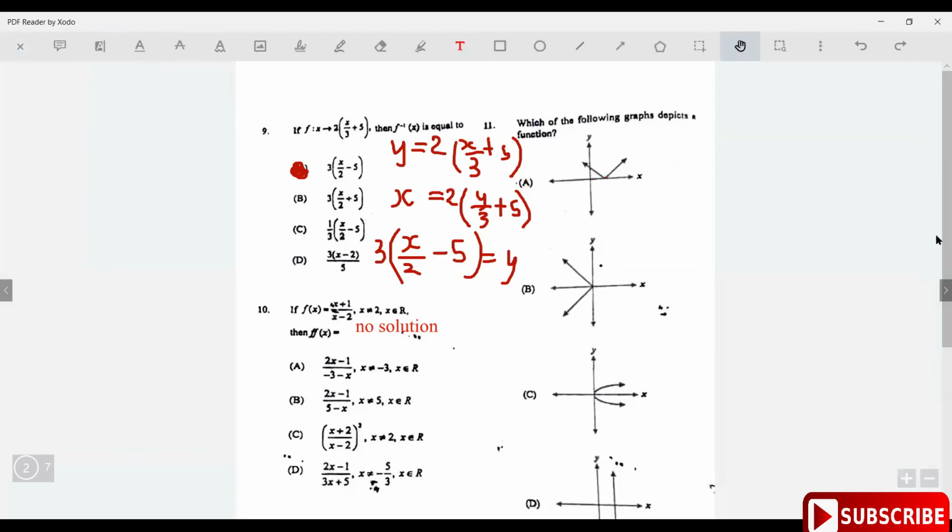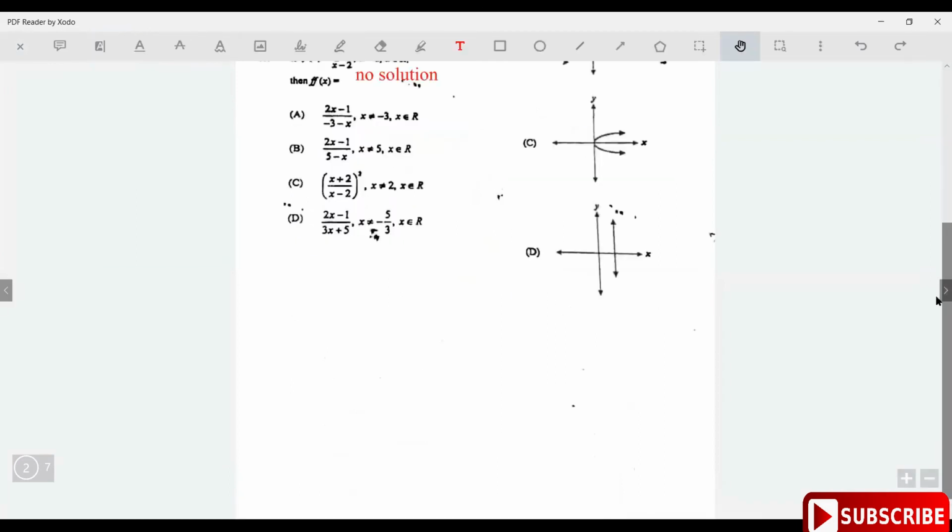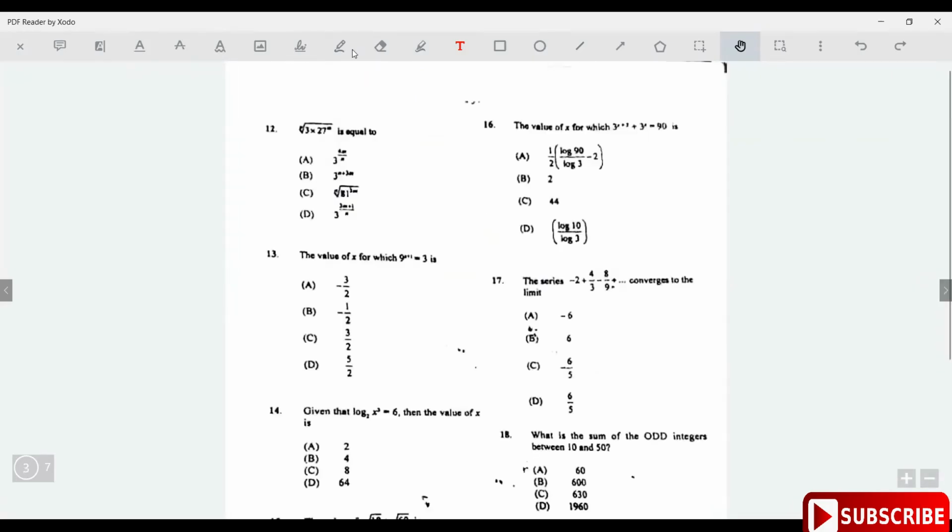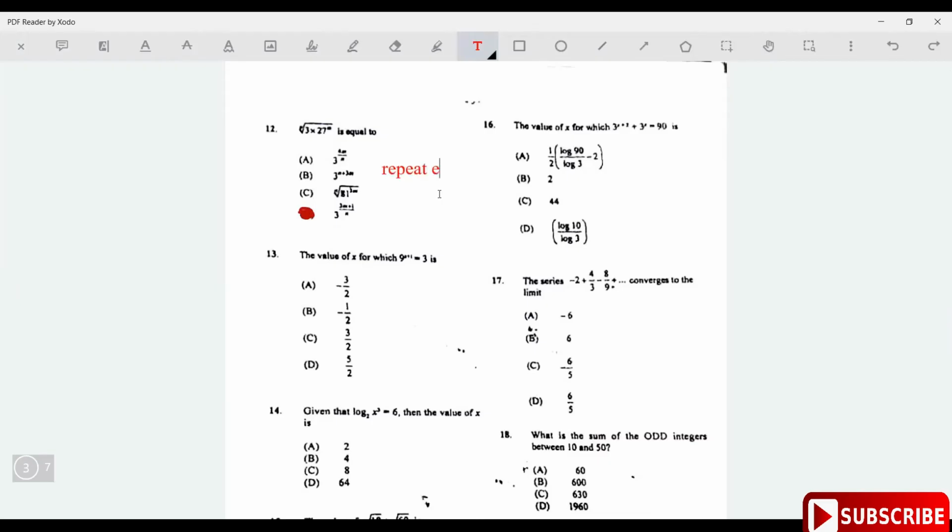Moving along. All right, the repeat question, which comes every year, which we already know it is option D. Repeat question, this one comes every year.